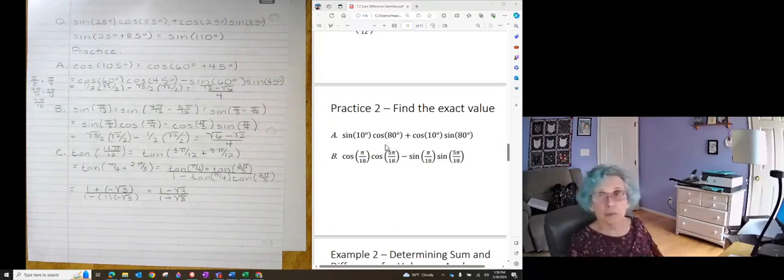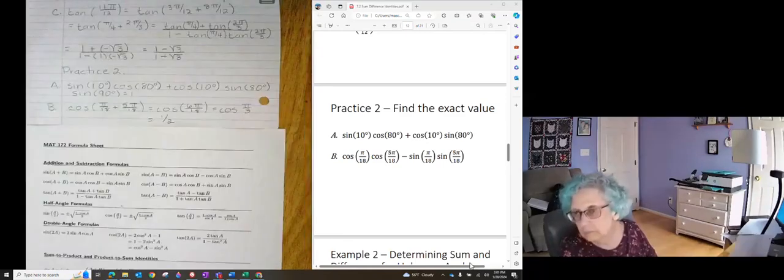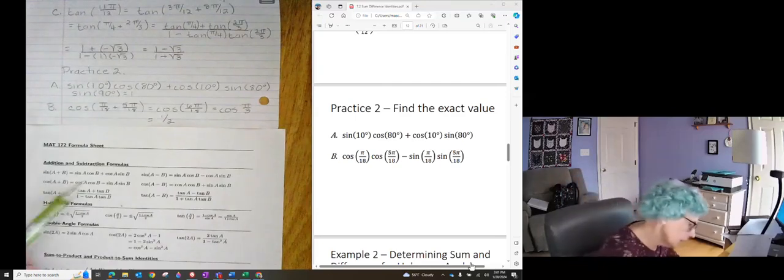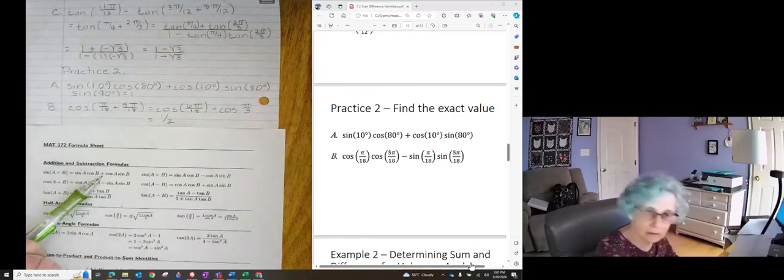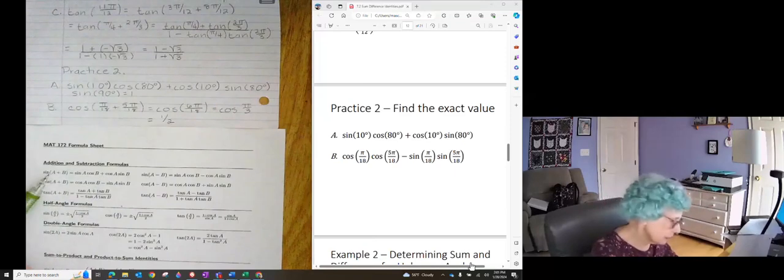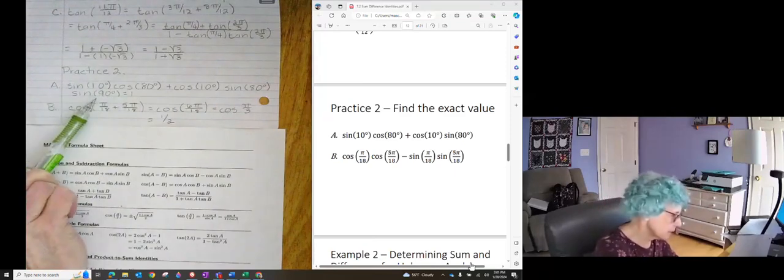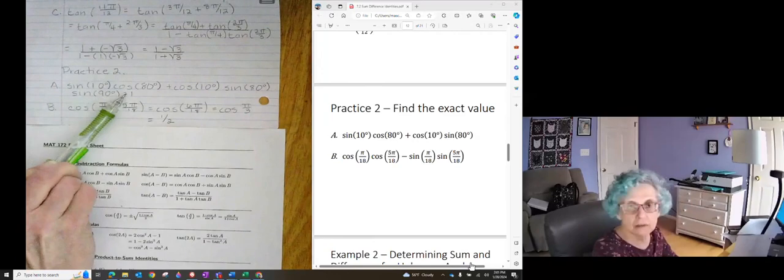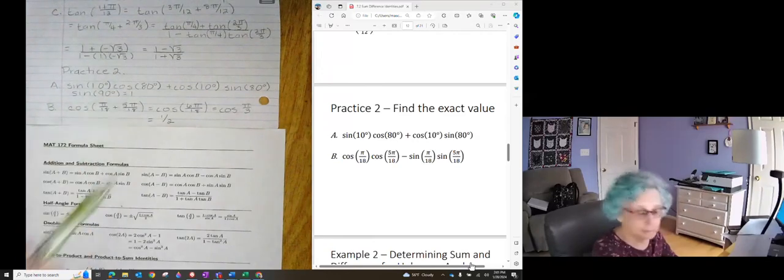Here's a couple where we're going in the other direction, so give those a try and then we'll compare. How'd they go? Great? Yes. So sine of 10 cosine 80 plus cosine 10 sine 80. I looked for the one that had sine, cosine, cosine, sine with a plus sign, and that was sine of A plus B. So sine of 90 degrees, which is 1.